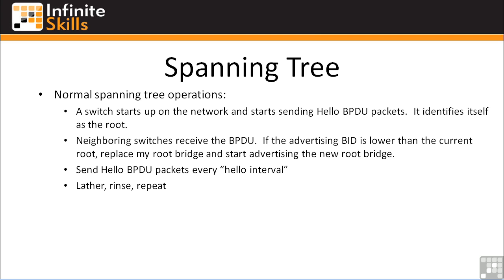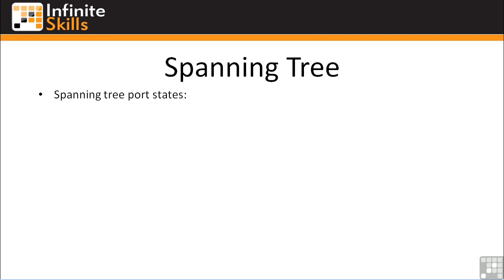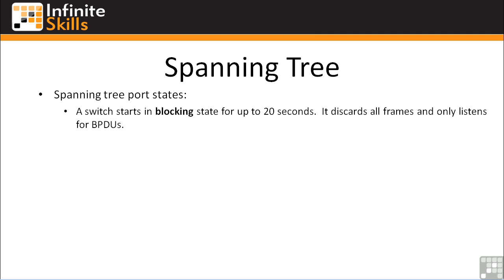The last thing we'll talk about are spanning tree port states. Now these are different than the spanning tree port types, and that will become abundantly clear in just a second. The first port state is the blocking state. When you power up a switch or you plug a network cable into a port, it starts out in blocking state for up to 20 seconds. In this state, the switch is not doing anything except listening for BPDUs. If a switch starts receiving BPDUs, then it knows another switch is connected on this port, so I need to start the next state in my spanning tree port progression, if you will.